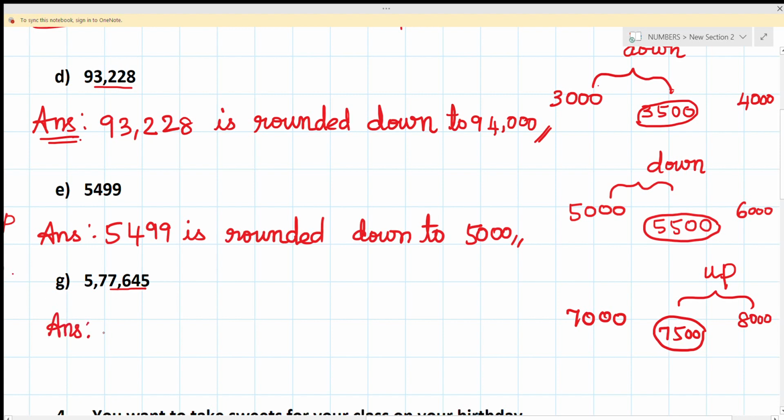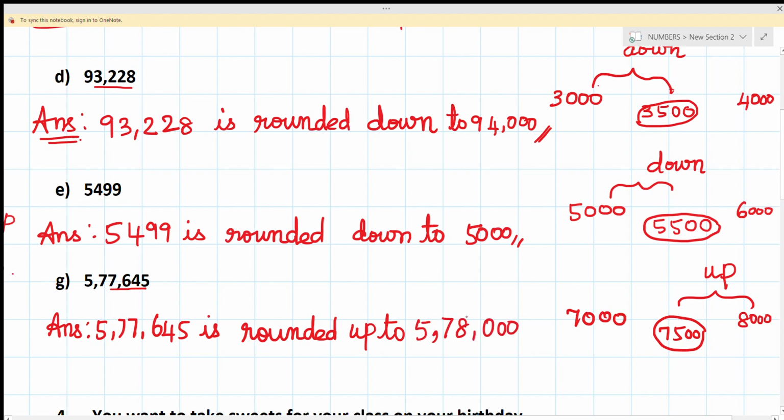Answer is 5,77,645 is rounded up to 5,78,000. Look at the number. Here we have changed the thousands place. Here 7,645 is given. We have rounded up to the 8,000. So the answer is 5,78,000. Now we'll move to the fourth question.